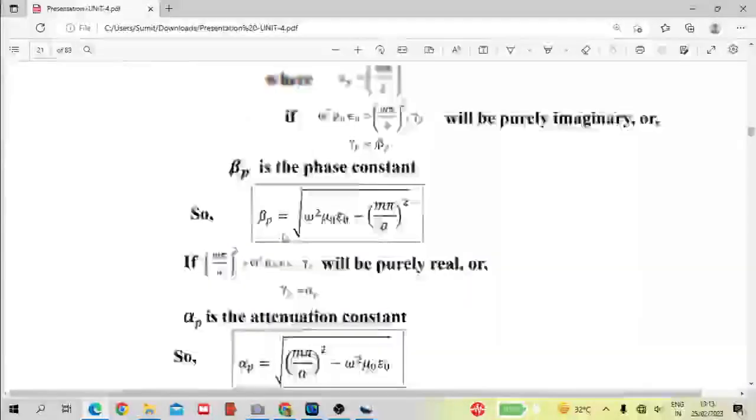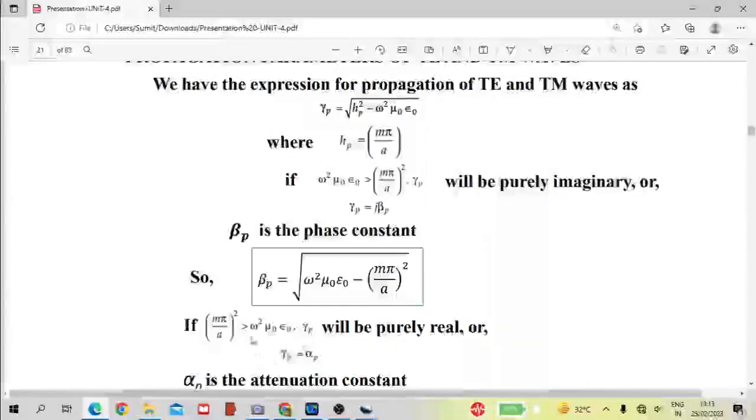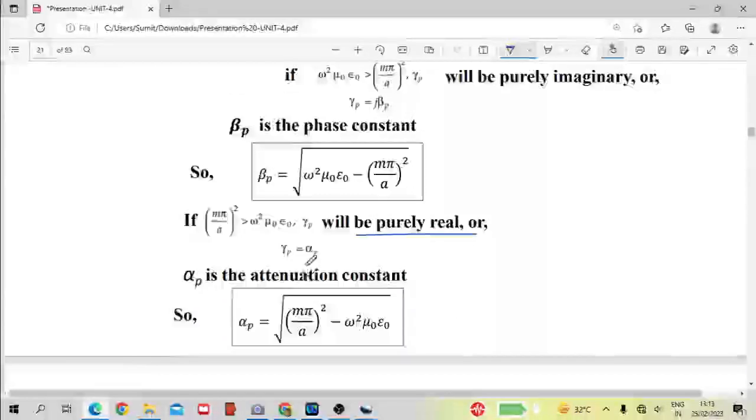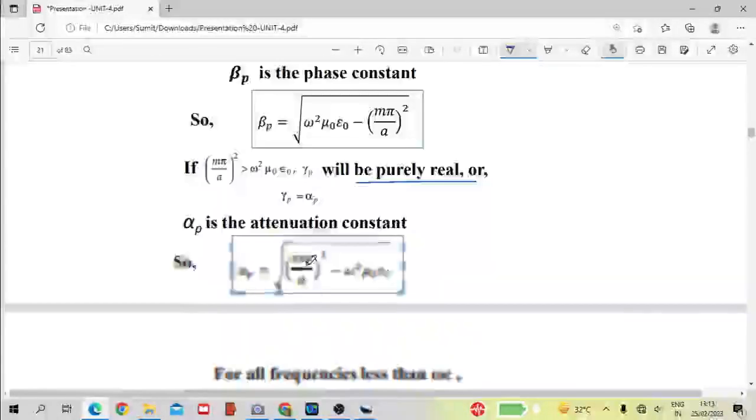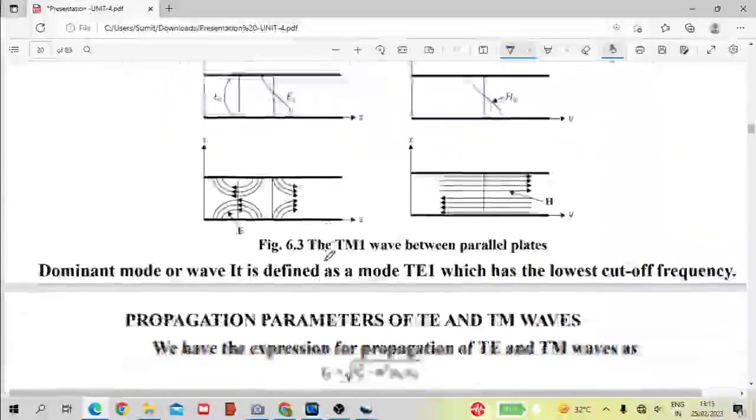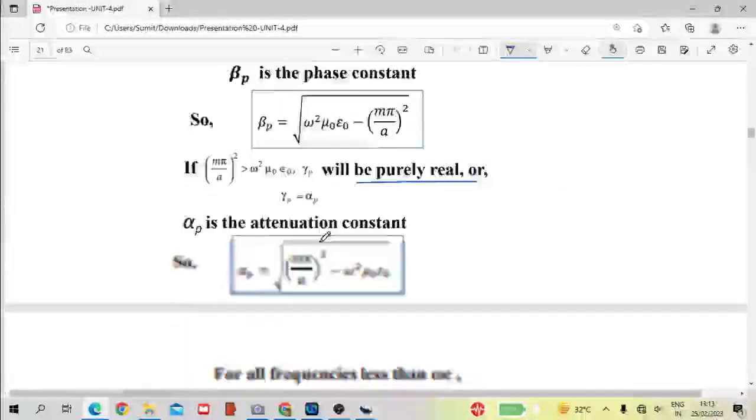And if the m pi by a whole square, that means this hp square, is greater than the second term omega square mu epsilon, then let me mark here, it is this term, and it is purely real. That means attenuation is there, the wave is not propagating. So that is the evanescent mode, and the one above is the propagating mode. So the propagation constant we can then easily calculate from this relation. You can just put it in this and calculate.